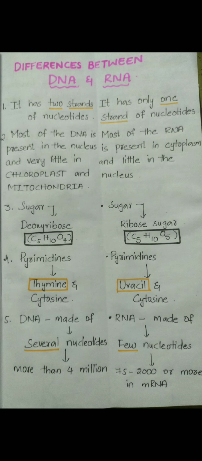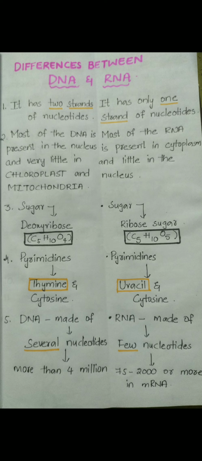When it comes to RNA, that is ribonucleic acid, it has only one strand of nucleotides. Here again, nucleotides are the building blocks of RNA also. In case of DNA, we can see two strands, but in case of RNA, there is only one strand of nucleotides. So where is this DNA present inside the cell?